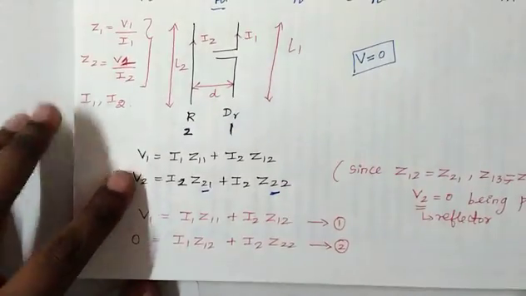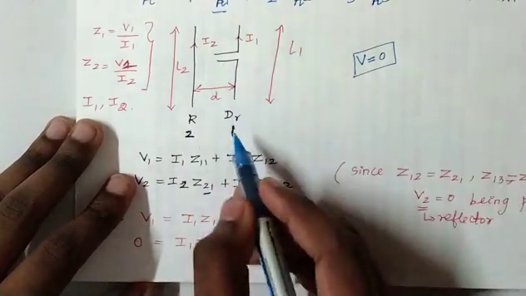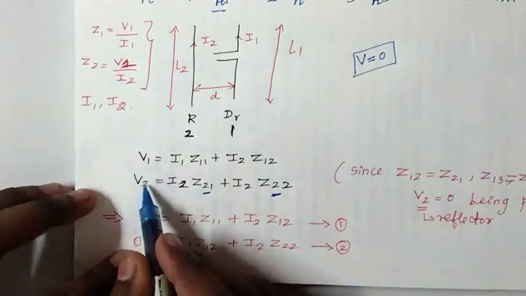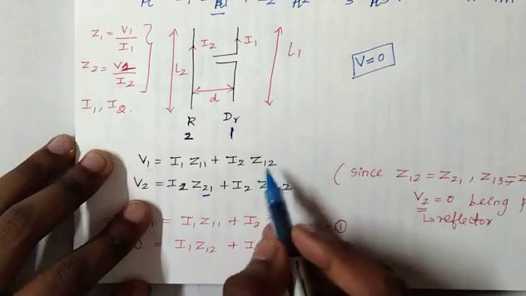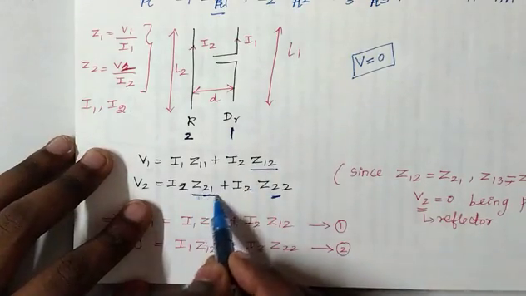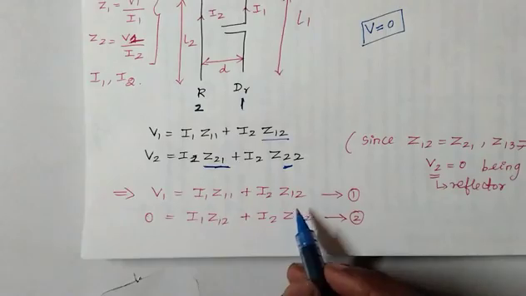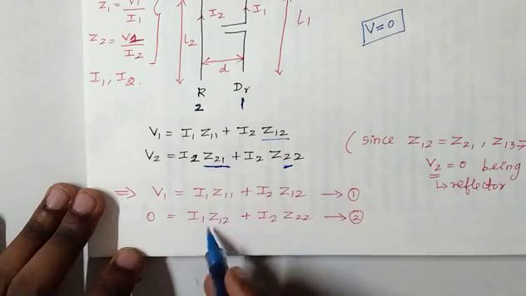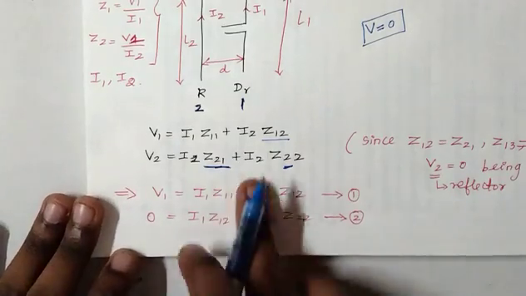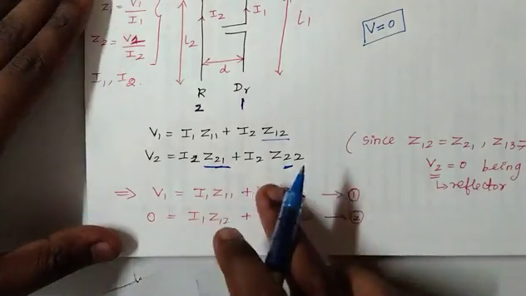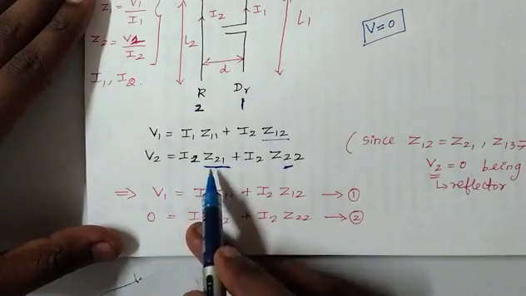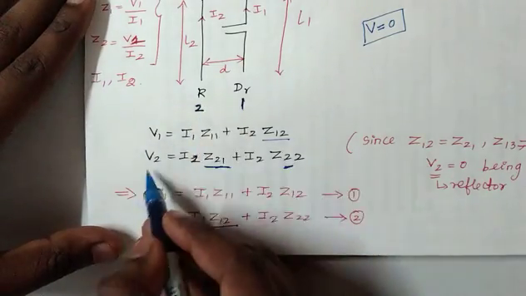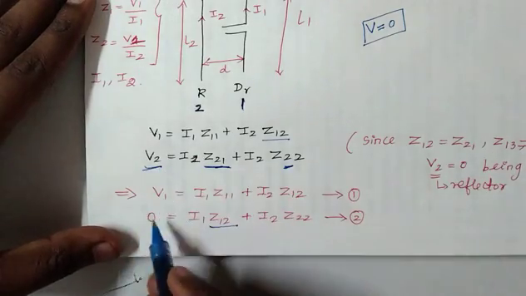Okay, so we already know the driven element will have only voltage, so V1 will be the same here, and the reflector will have no voltage, so V2 is 0. Since Z12 and Z21 are equal, we equate Z12 equal to Z21. So here, instead of Z21, we have written it as Z12. These two equations just have that change, and the voltage at the reflector, that is, the parasitic element voltage, will be 0.